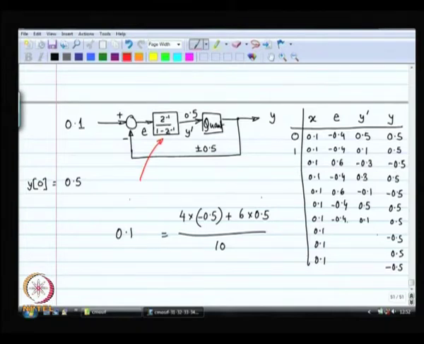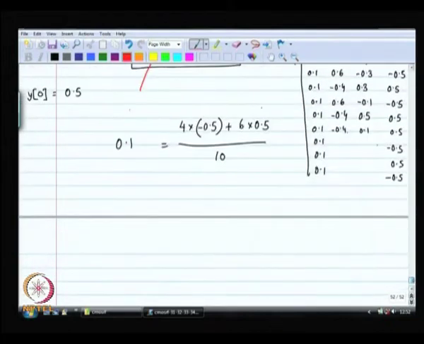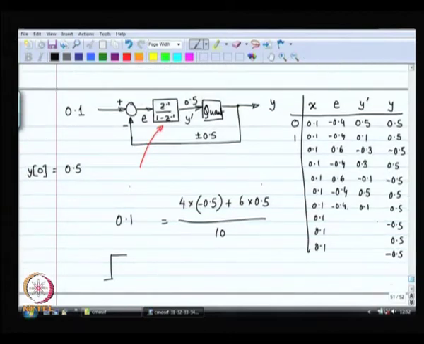What do you see as the output? The output over here is minus 0.5 sometimes, plus 0.5 sometimes. I have already written down the output, so I am not going to plot it again. The output is plus 0.5 for 2 cycles, then minus 0.5 for 1 cycle, then again plus 0.5, then again minus 0.5, then again plus 0.5 for 2 more cycles, etc.